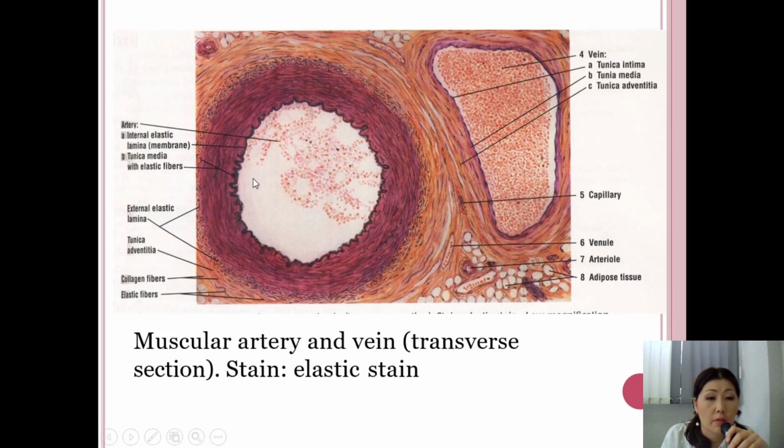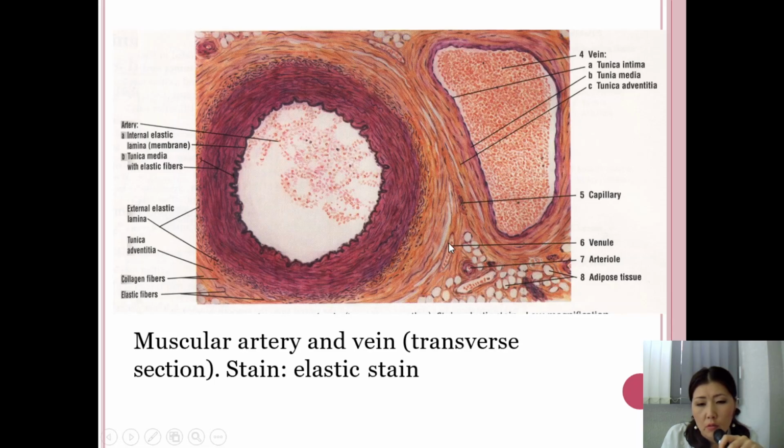And here external elastic lamina we can see here, and tunica adventitia. Here are collagen fibers and elastic fibers. And this is a muscular artery. Vein. The vein contains also three layers, tunica intima, tunica media, and tunica adventitia, as you see.